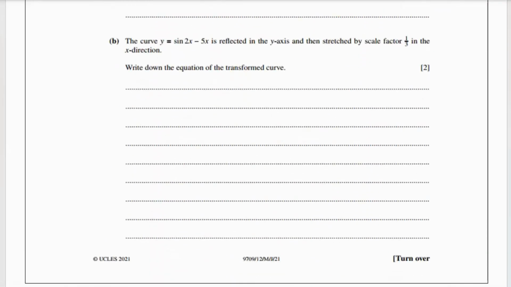Then the curve y equals sine 2x minus 5x is reflected in the y-axis and then stretched by scale factor 1 over 3 in the x direction. Write down the equation of the transformed curve. So first we're reflecting in the y-axis, which means x is going to become negative.